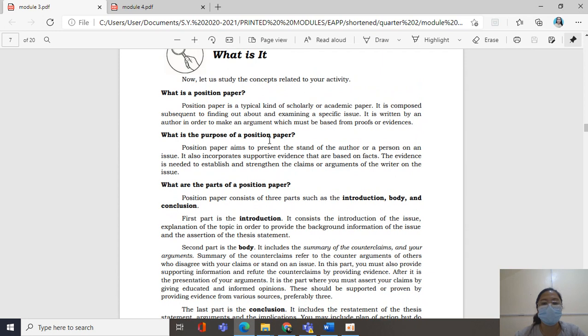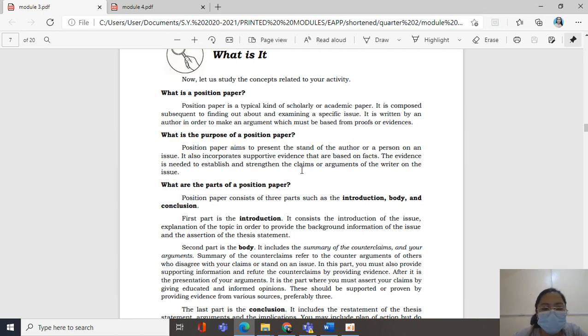This is actually a typical kind of scholarly or academic paper, and this is composed subsequent to finding out about and examining a specific issue, and it is written by an author in order to make an argument which must be based on proofs or evidence. So basically, this is one type of academic writing that presents your stand. You as a writer, you as the author, will be presenting your stand or viewpoint on a certain issue.